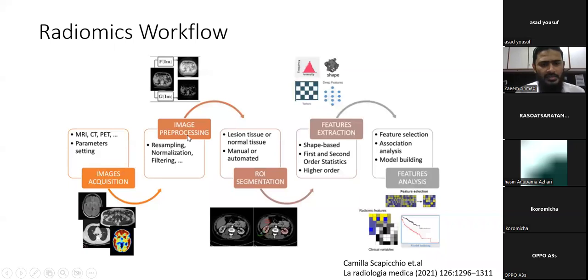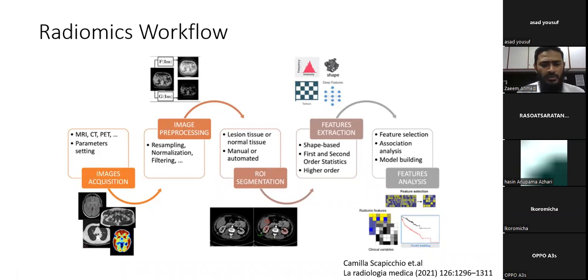The next step is image pre-processing. Basically, you need to filter images at different levels of specification, for example, if their acquisition parameters are different or their scanners are different. So you need to resample, filter, and normalize the data set you have for radiomics before going for feature extraction. The next step is ROI segmentation.